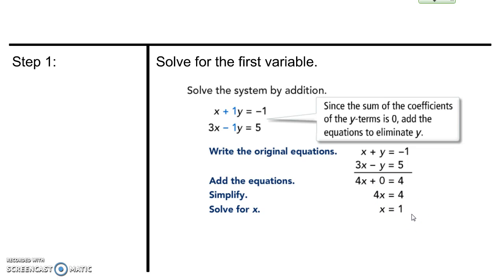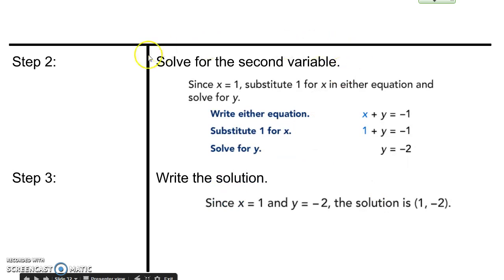Once we know what x is, step 2, copy the step, you can solve for the second variable. So we go back and we plug in x equals 1 for x. And that helps us solve for y. So I would subtract 1, we'd get y equals negative 2. And then step 3, write the solution. Since x is 1, y is negative 2, here's our solution. Hit pause and copy step 2 and step 3 if you haven't already done that. When you're ready to try an example, hit play.